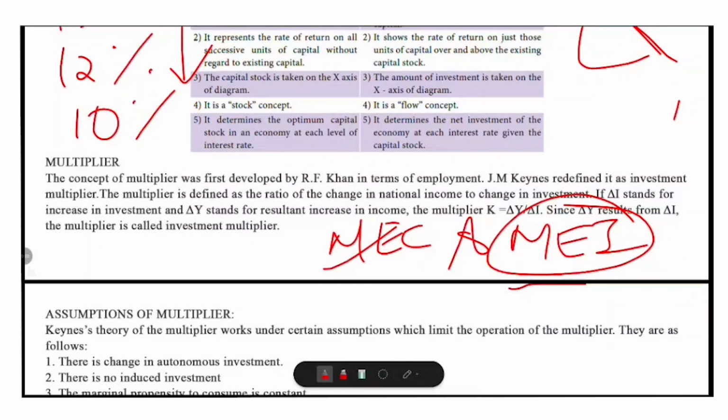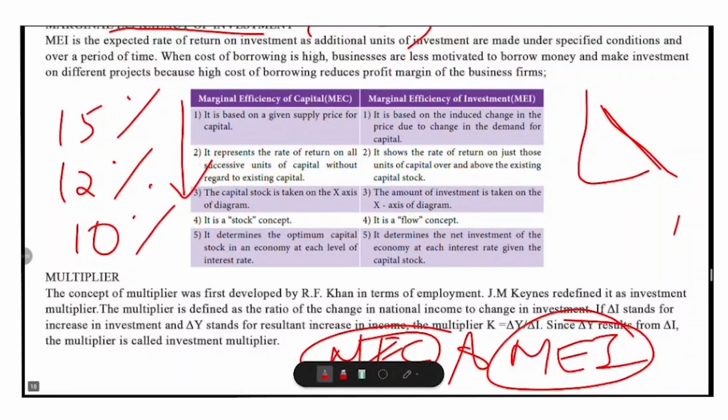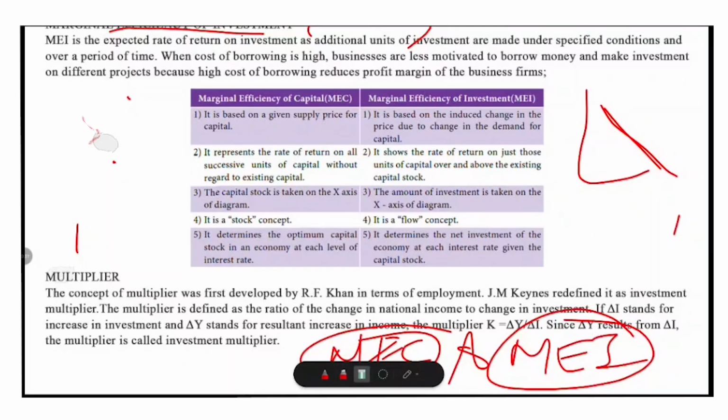Then what is the next difference? The axis in the diagram: capital stock is shown on the x-axis for MEC, and the amount of investment is shown on the x-axis for MEI. And what is the relationship with the interest rate? MEC determines the optimum capital stock in the economy, and MEI determines the volume of investment at each interest rate. And what about prices? MEC is based on a given supply price of capital, and MEI is based on induced change in price due to change in investment demand. That is what this table shows, the main differences between MEC and MEI.